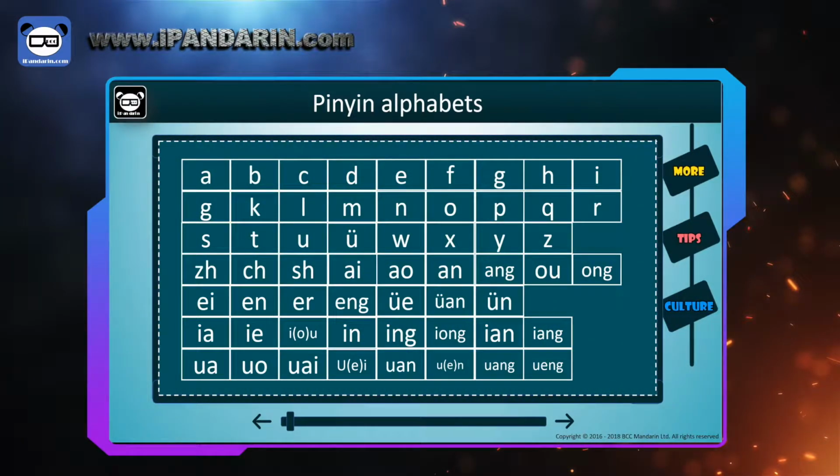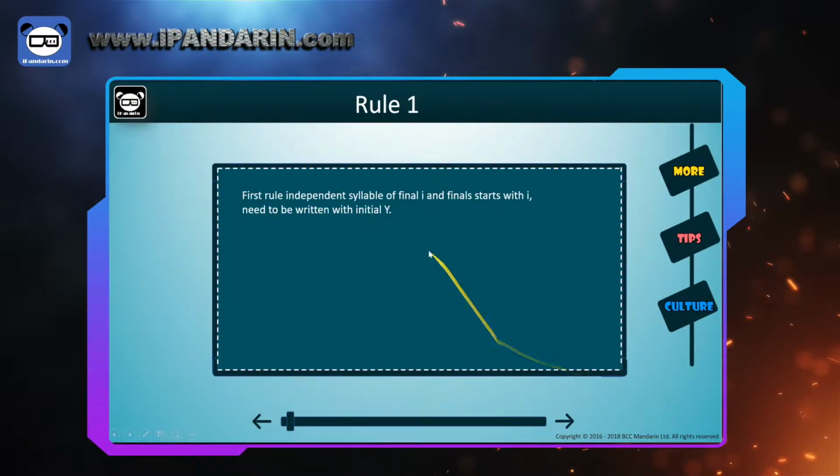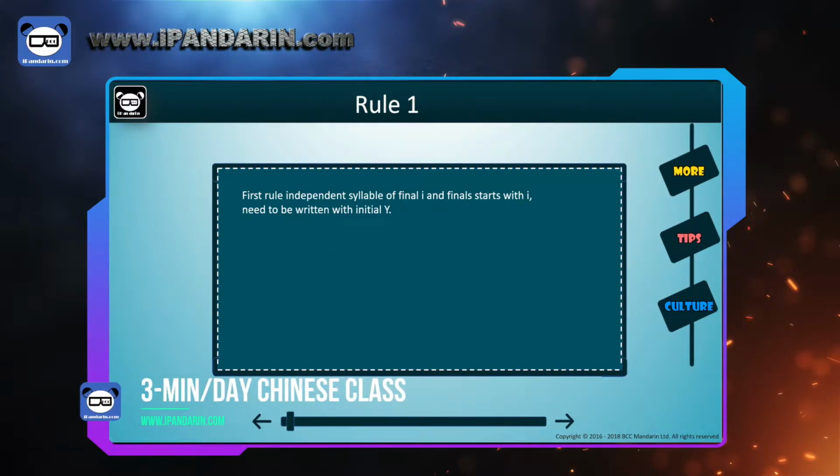Okay, let's look at this chart. We have learned all the initials and finals. And today we are going to learn some special rules when we write some of this pinyin. Rule number 1, independent syllable of final E and final starts with E need to be written with initial E, which is also the Roman alphabet, Y.